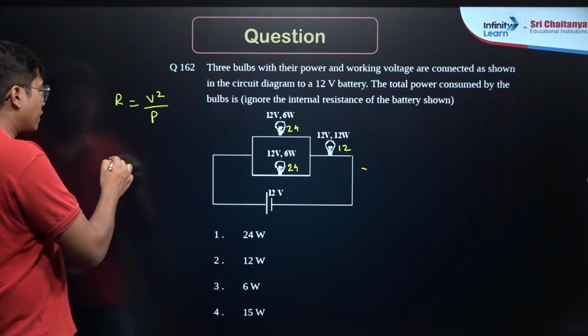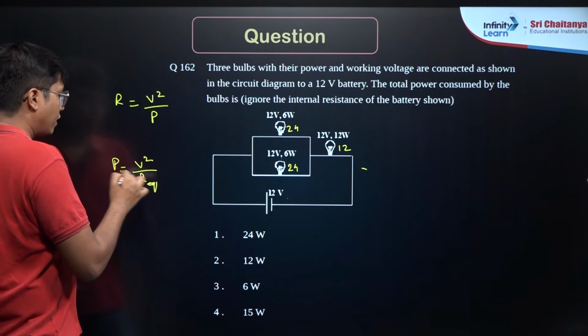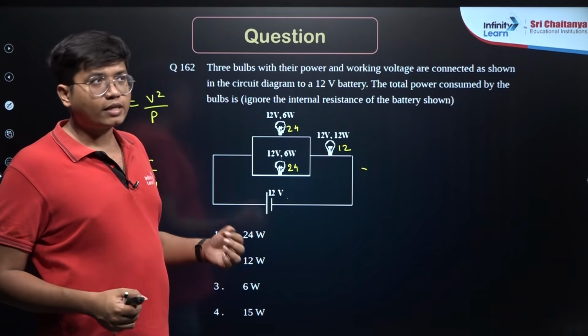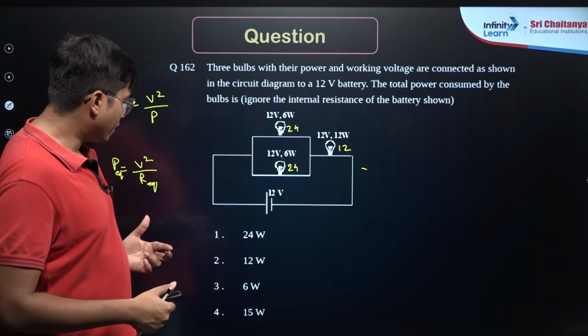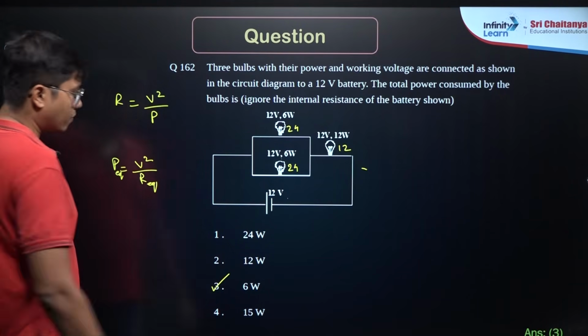So the power is then equal to V square by R equivalent. That is 12 into 12 divided by 24. That's 144 by 24. I think that will come out to be 6. Right? Is it? Yes. It is 6.